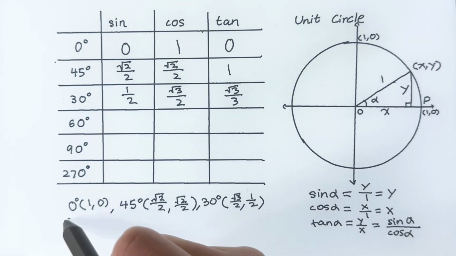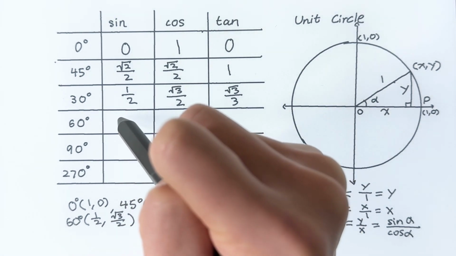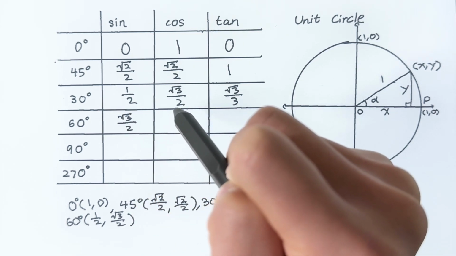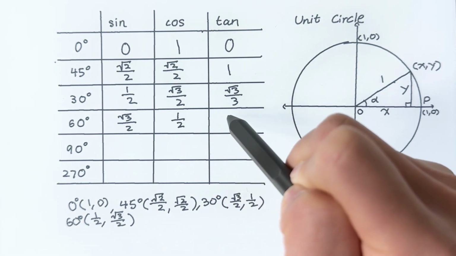For 60 degrees, it is still part of a 30, 60, 90 right triangle. And then this point will be the same as the 30-degree coordinates, except you have to flip the x and y value. So the sine equals square root 3 over 2. Cosine equals 1/2. Tangent equals square root 3 over 3.